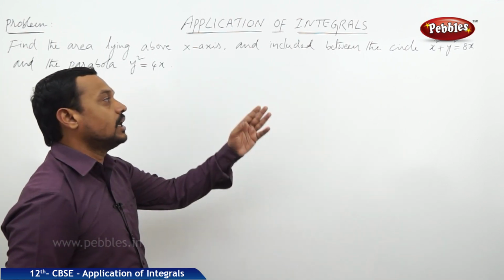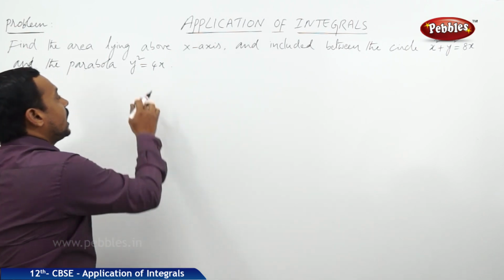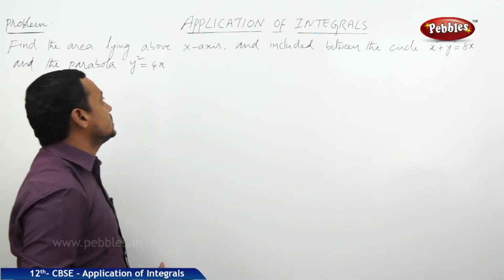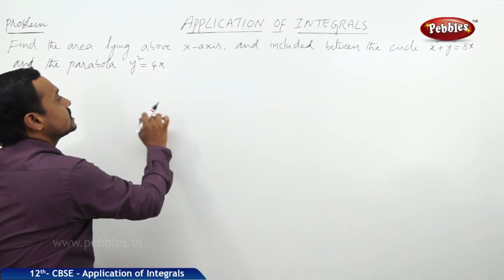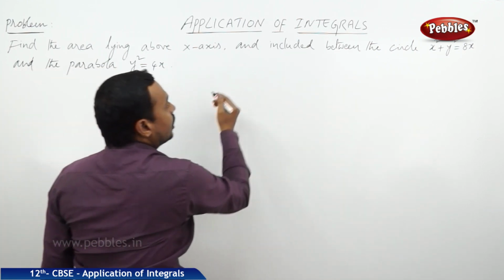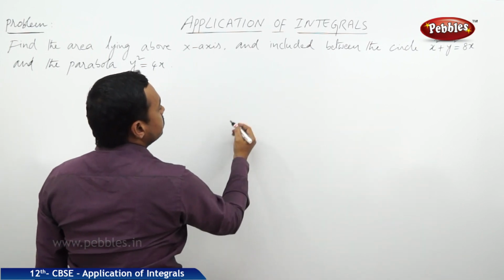Now that is a circle whose center is at 4, 0 and y square is equal to 4x is a parabola whose vertex is at origin. Now let us draw these two curves. So first of all the circle.